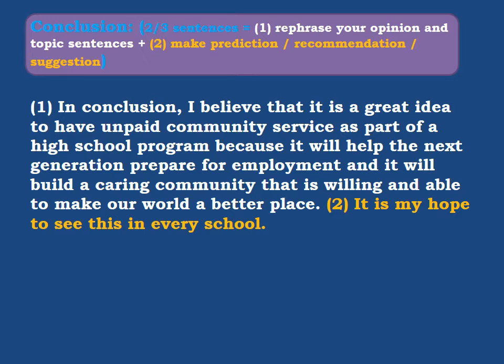Now the second sentence is either making a prediction or, as we said, a recommendation or suggestion. It is my hope to see this in every school. So this is a recommendation here. You see, sentence number 2, we said either prediction, what might happen in the future, or recommendation, you recommend something, you advise, or you suggest. Okay, so this is a recommendation.